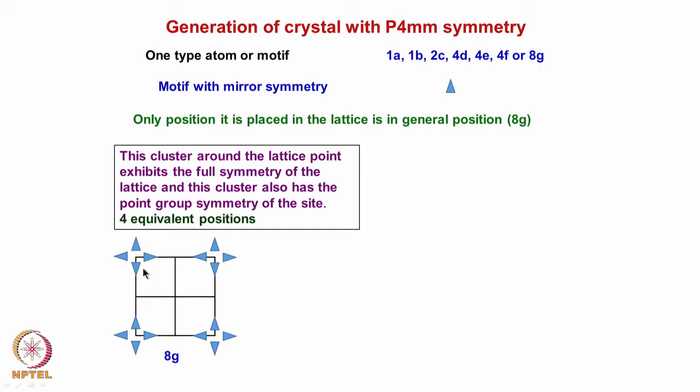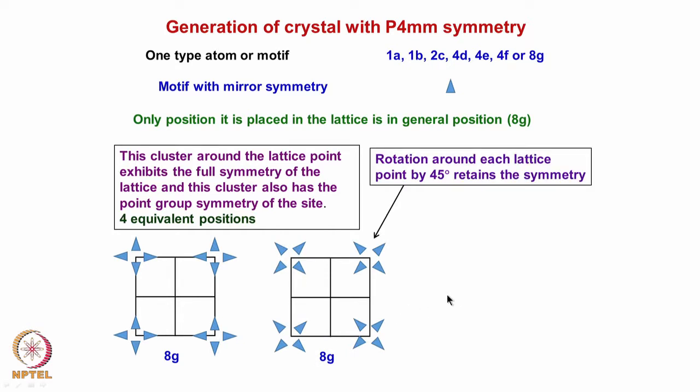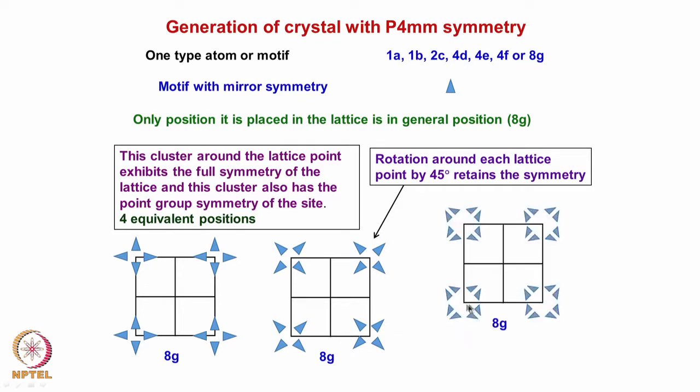Since the motif itself has a mirror symmetry associated with it, and we are keeping it in a position such that the mirror symmetry of the crystal and the mirror symmetry of that motif match, the number of positions at which it has to be kept has reduced to half. Not 8, it is 4. And the other position where we can keep it is here. By 45 degrees we can rotate it. This I had already explained.